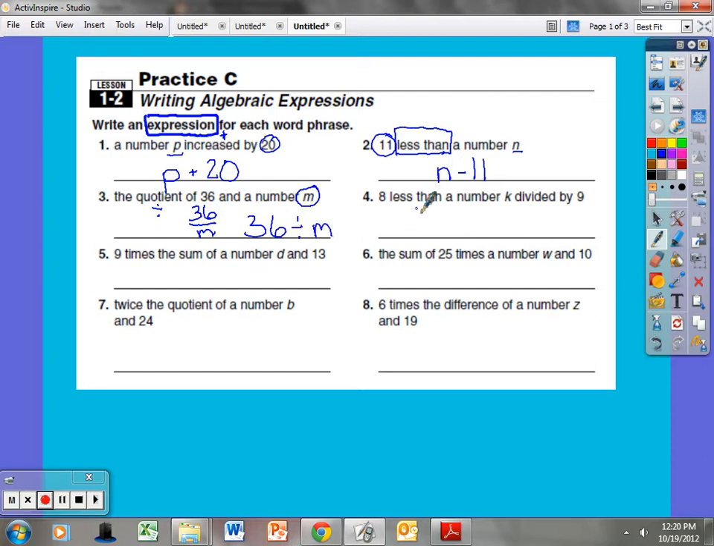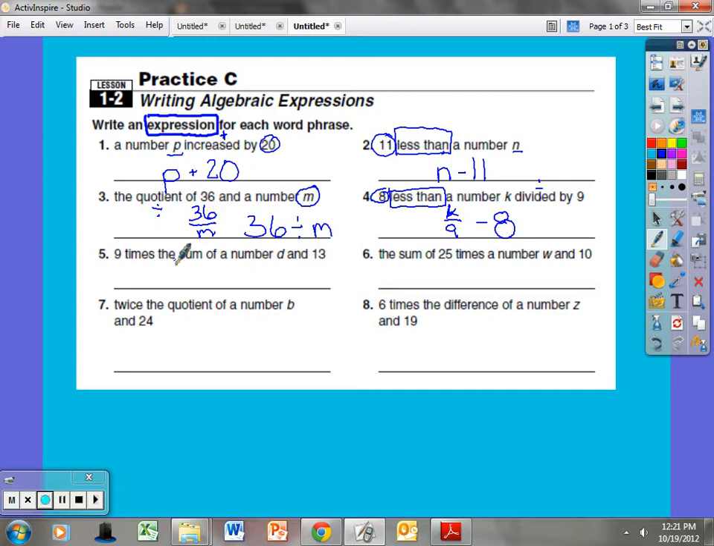Alright, next one, 8 less than, looks similar to number 2. 8 less than a number k divided by 9. 8 less than, so that means I have to start with something to get 8 away from it. So that means my 8 less than is going to be my second part of this expression. Now, a number divided by, divide, that tells me division. So I'm going to divide k by 9. And then I'm going to take 8 away from it and then get my answer. Okay, and again, you cannot solve these, boys and girls. You cannot figure out what k is because there's no equal sign. These are just expressions and they're not giving us any values to substitute in.